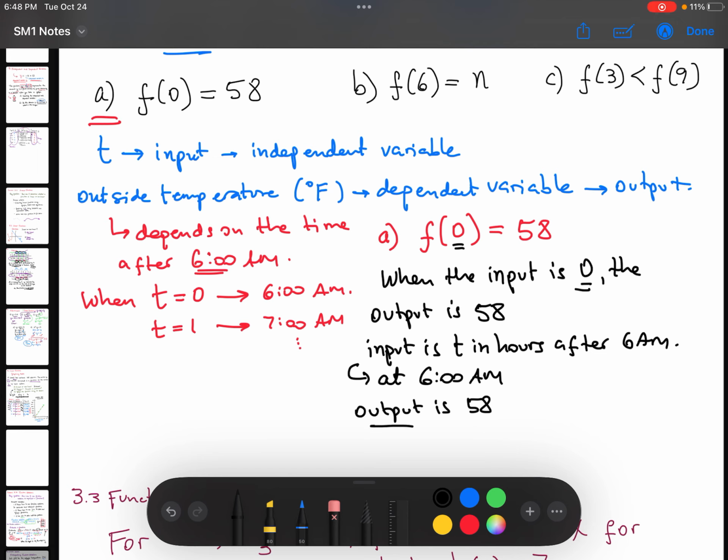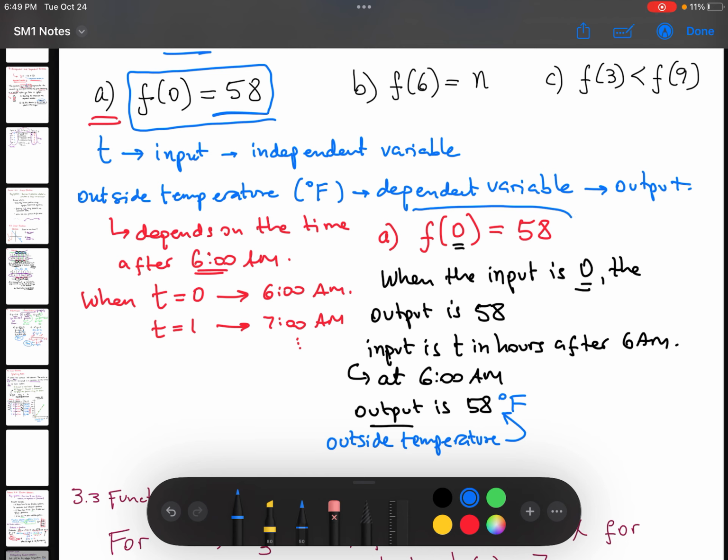What does that mean? The output, what is the output? The output is the outside temperature. The outside temperature is 58 Fahrenheit degrees. So if we can say this just in words, please take a look at the expression again. F of 0 equals 58. F of 0 equals 58 in context is actually this. Input is 0, output is 58.